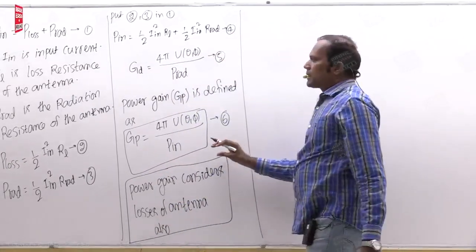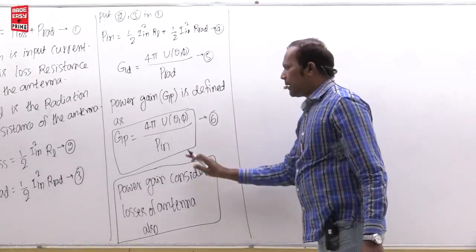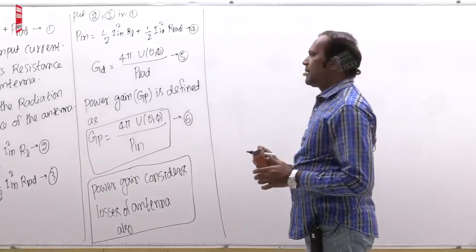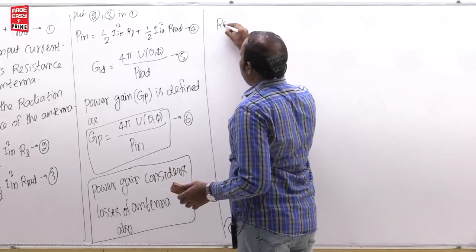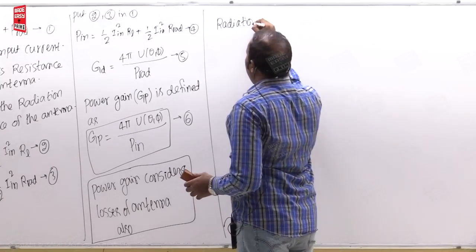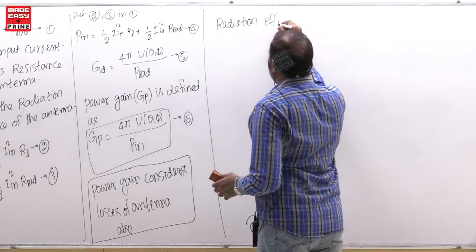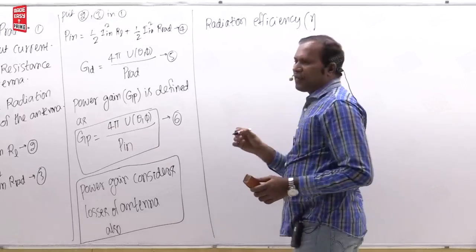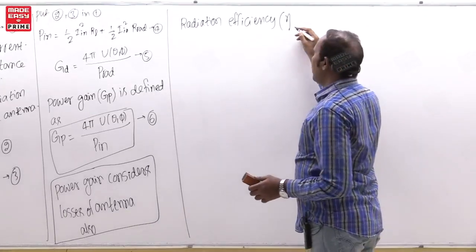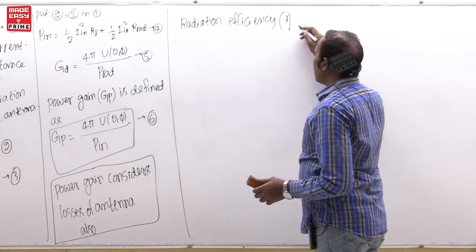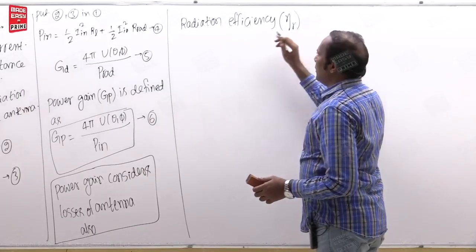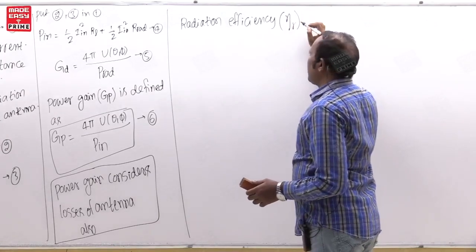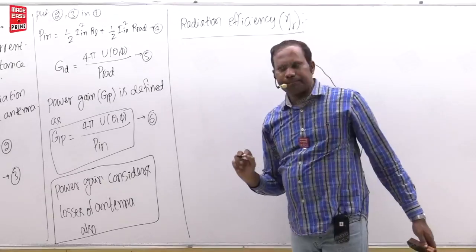Now after discussing this power gain, we are going to define radiation efficiency. Radiation efficiency is another parameter. The symbol eta here is the efficiency symbol, it is not intrinsic impedance. Eta means efficiency, and the suffix r means radiation. So the radiation efficiency symbol is eta r.